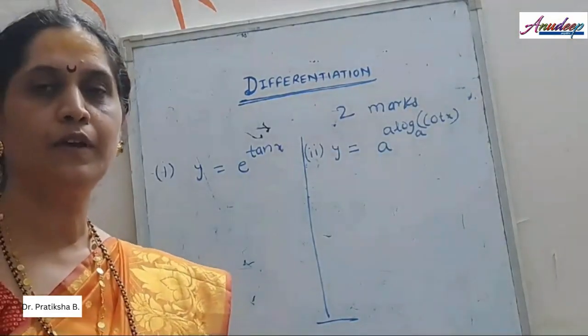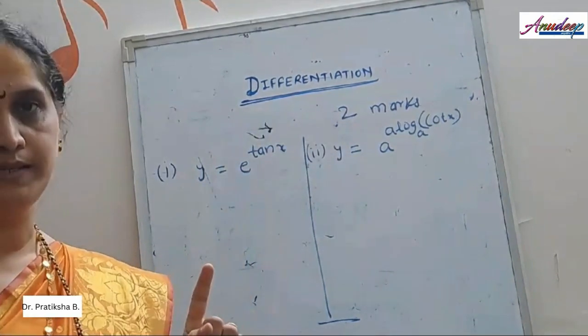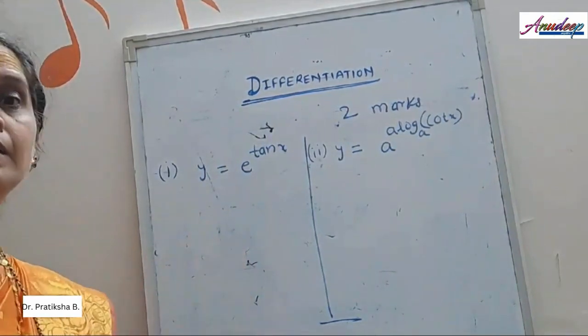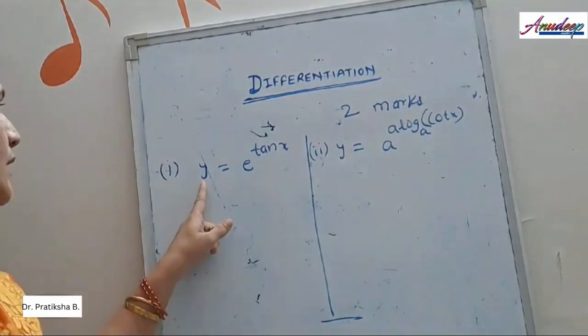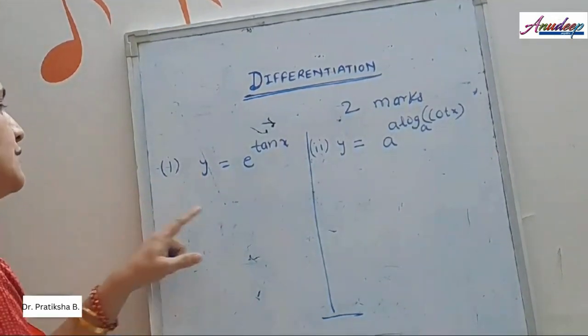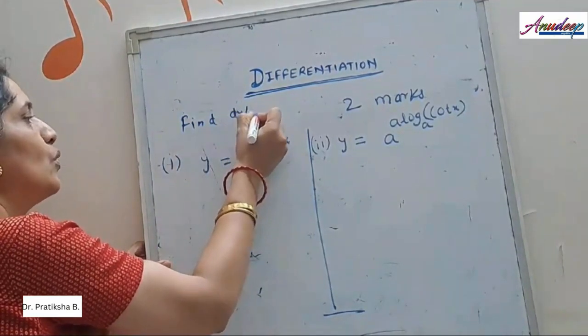Let us now simplify a few problems. These problems will come for 2 marks in your board exam. By applying basic standard rules for differentiation, we can solve these problems. As you know, we need to find out the differentiation. Find dy by dx. This is what the question is.